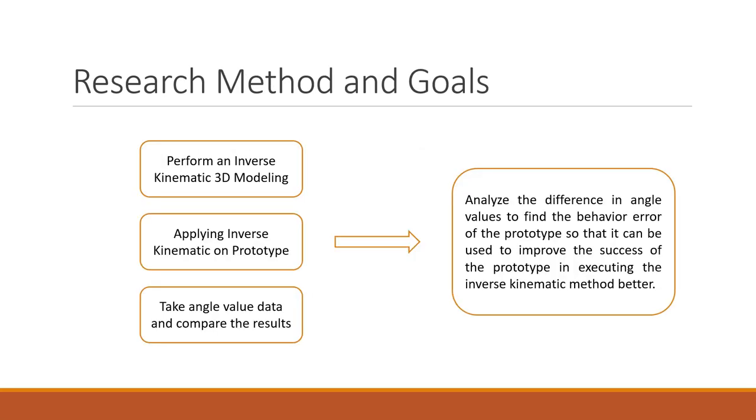There is our method and goals of the study. First, we will perform an inverse kinematic 3D modeling using 3D Unity, and then we apply the inverse kinematic on the prototype using Arduino Uno and motor servo. And the last, we take the angle value data from both 3D Unity and prototype and compare the result. The goal is to analyze the difference in the angle value to find the behavior error of the prototype so that it can be used to improve the success of the prototype in executing the inverse kinematic method better.